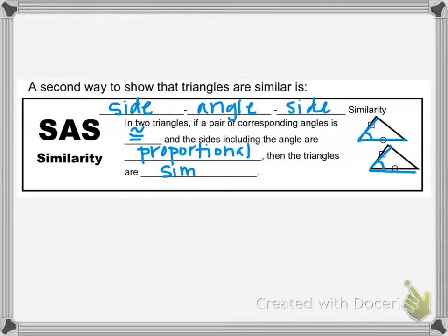So one thing that students kind of mess up or don't quite get all the time with this is when sides are proportional, that means their ratios are equal. So you have to set up ratios here.